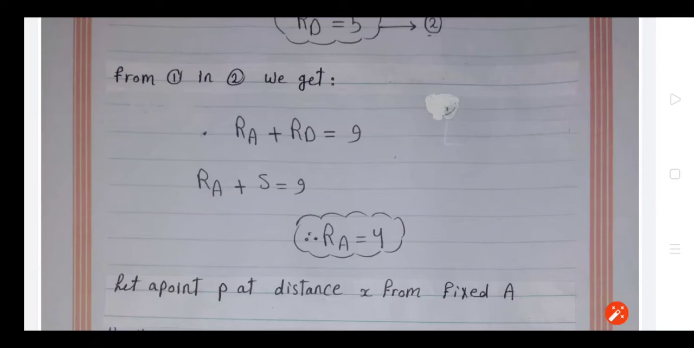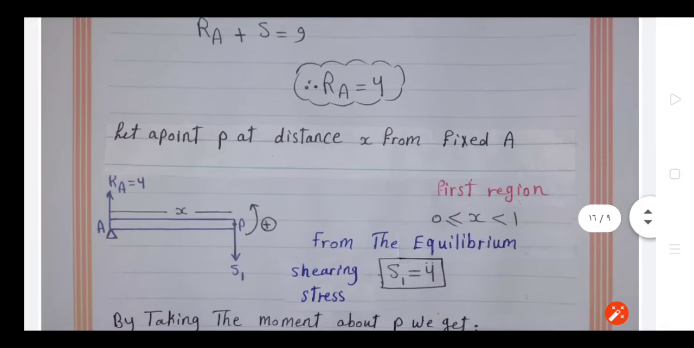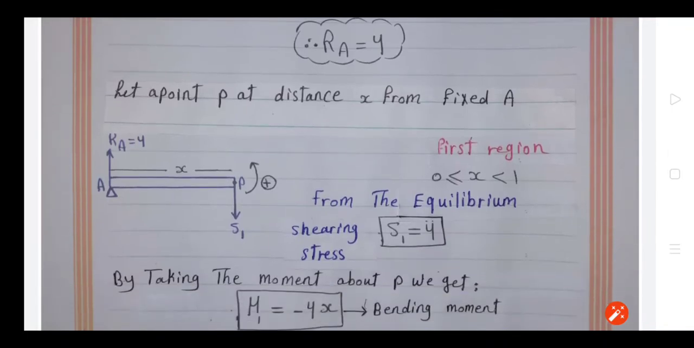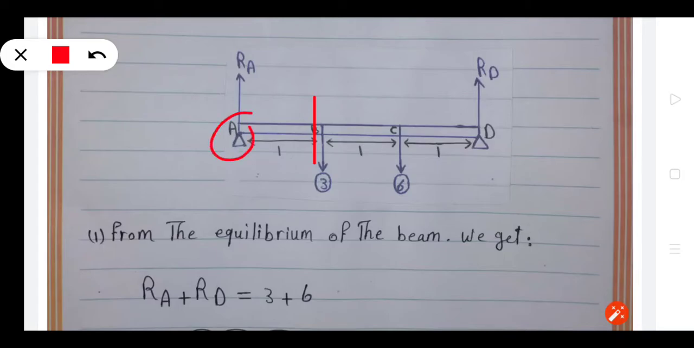Now we will divide the beam into 3 regions. Let we have point B, which distance is x from fixed point A. We will assume that point A is fixed in all parts we study. The first region is from A to before weight 3, the second region is from A to before weight 6, and the third region is from point A to before point D. That's first, that's second, that's third.